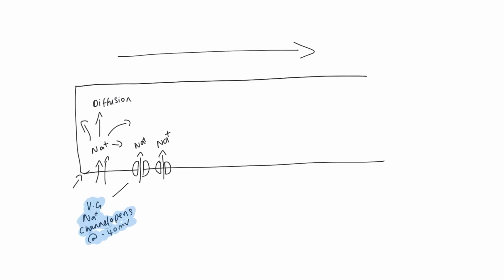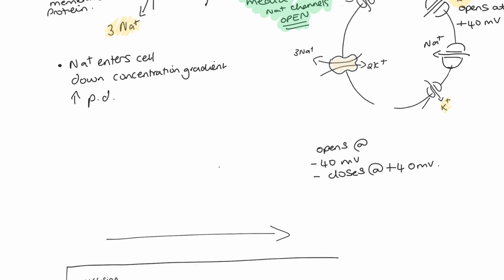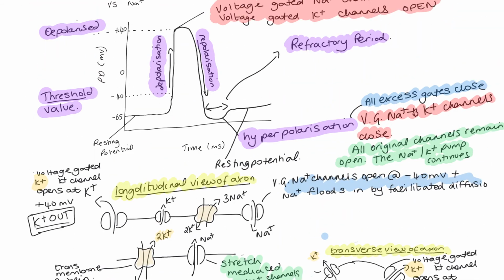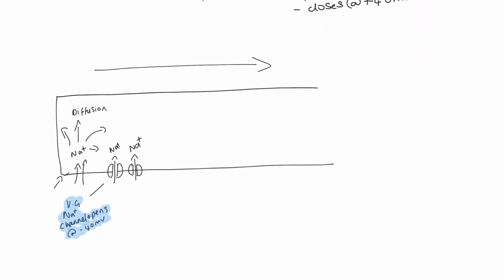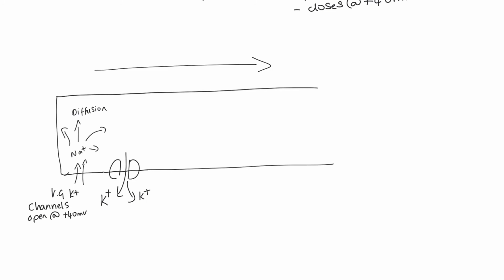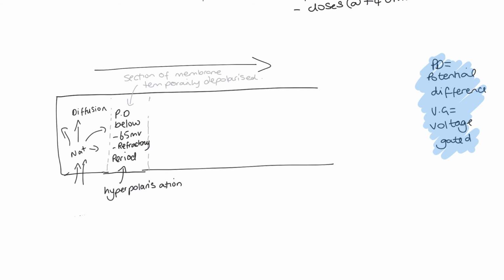This will depolarize the membrane until it reaches plus 40 millivolts. At plus 40 millivolts, we say that the membrane is depolarized. The voltage-gated sodium ion channels close, and the voltage-gated potassium ion channels open. Potassium floods out. The membrane becomes repolarized. It becomes hyperpolarized, and it enters a refractory state. After a very short period of time, it will reach resting potential again.